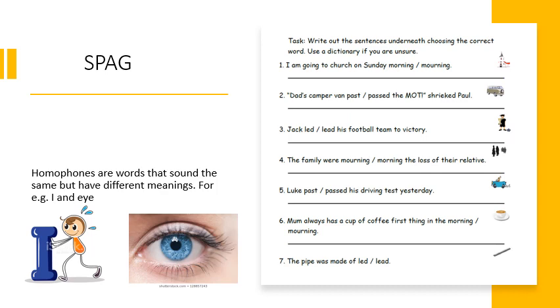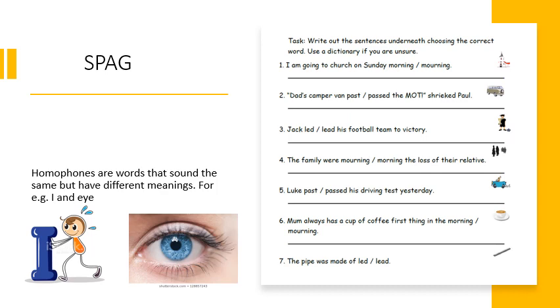Now, before we start, let's do a little bit of spag. Today we are going to learn something about homophones. Homophones are words that sound the same but have different meanings. For example, I and eye. The letter I stands for myself, and then you have the eye, which is a part of your face. Both are homophones. They sound the same but they have different meanings.